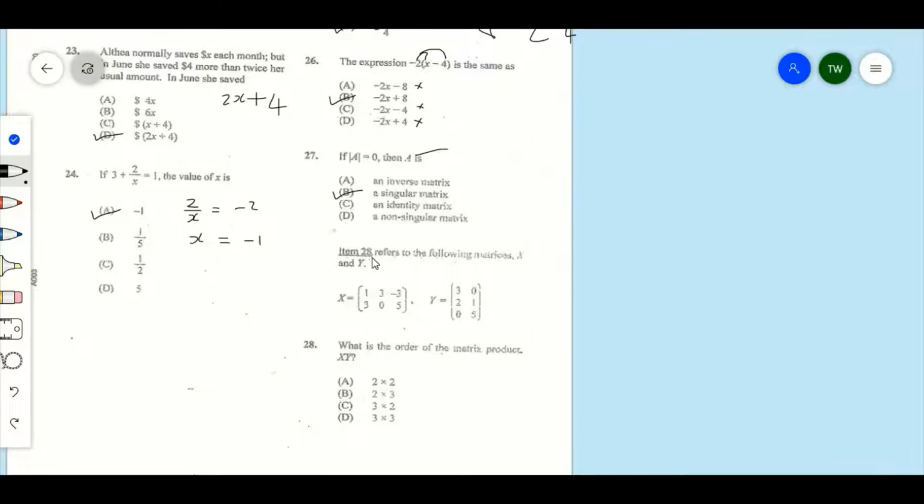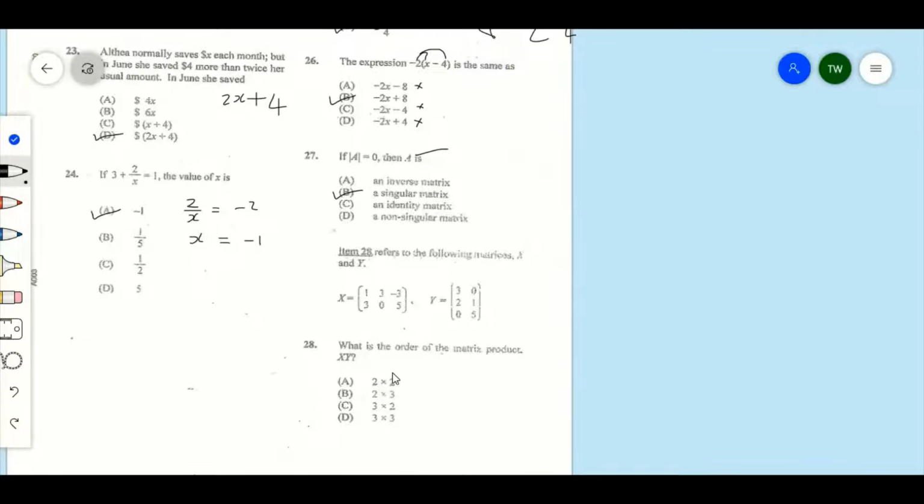So item 28 refers to the following matrices X and Y. Here we have X equal to this matrix, which is 1, 2, 3, 0, negative 3, and 5. And Y is equal to 3, 2, 0, 0, 1, 5. Now question 28 says, what is the order of the matrix product XY?